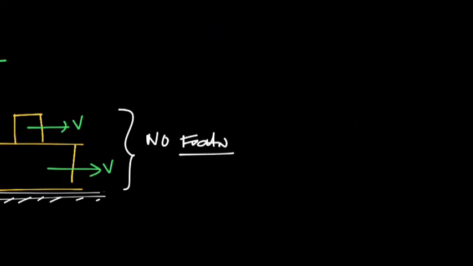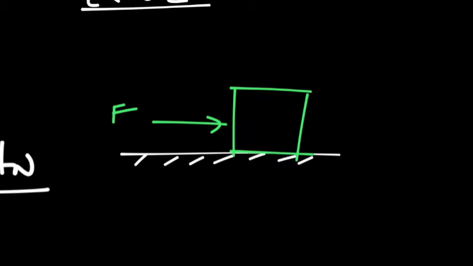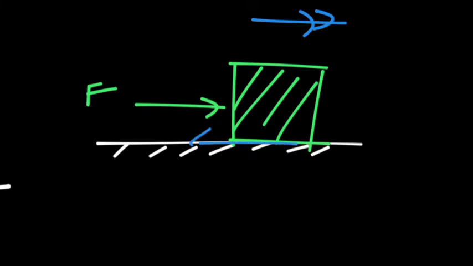Let's look at another example. Example 2. A box placed on a rough horizontal surface is being pushed by a force F. And let's assume this box is moving along this direction. To oppose this motion, a frictional force acts along this direction. A frictional force will act towards the left side.